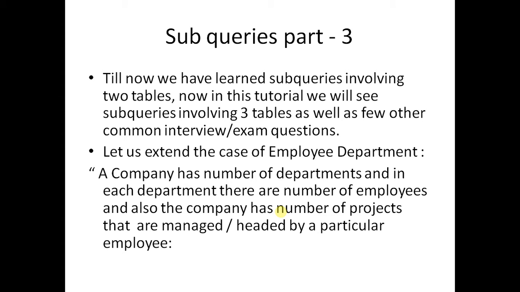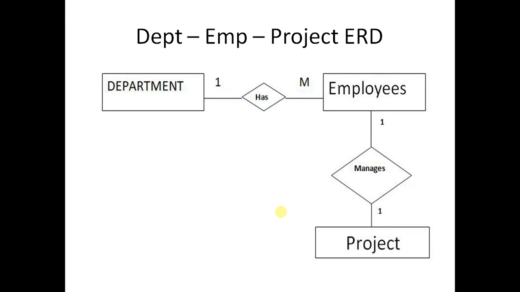For this, let us extend the case of an employee and department ER diagram. A company has a number of departments. Each department has a number of employees, and the company also has a number of projects that are managed or headed by a particular employee. So the ER diagram is: department has a number of employees. The company also has a number of projects, where each project is managed by a particular employee, and an employee manages only one project.